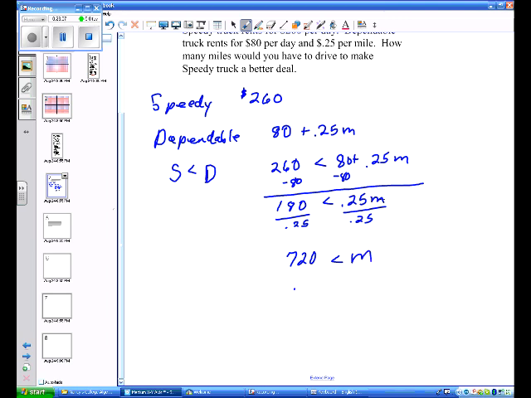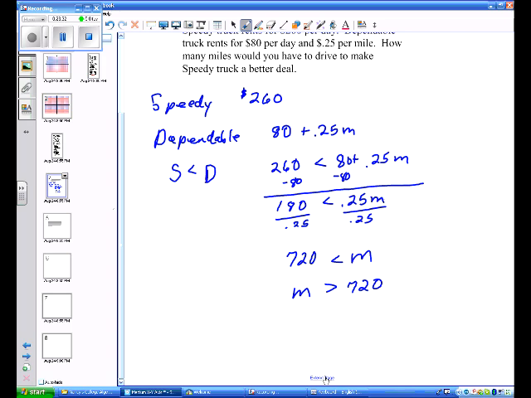Or if we want to switch that around, when our number of miles is greater than 720, then Speedy would be a better buy. So if you're going to be going on a very long trip, then it's going to pay you to rent from Speedy. If you're going on a short trip, then it's going to pay you to rent from Dependable. So it's a way of comparing two different ones.